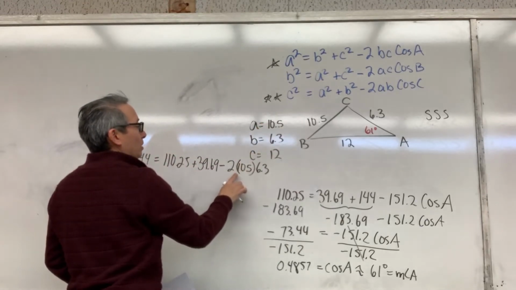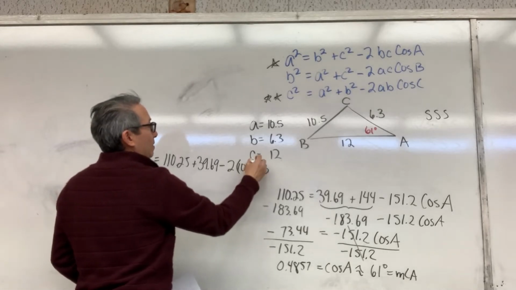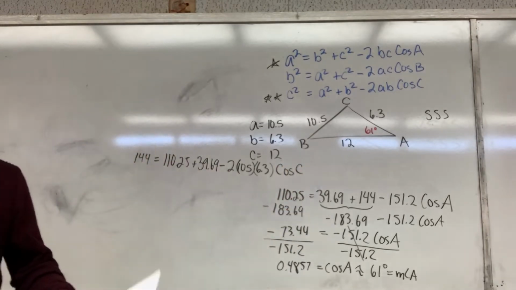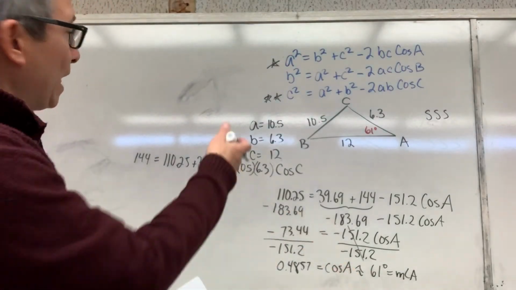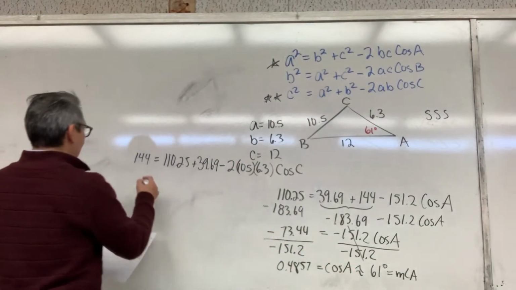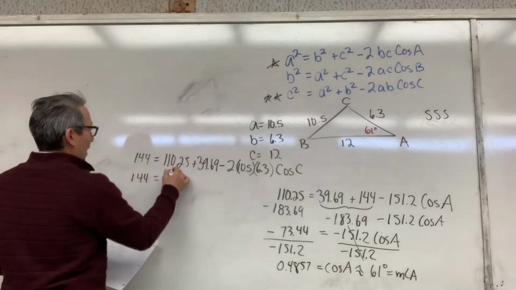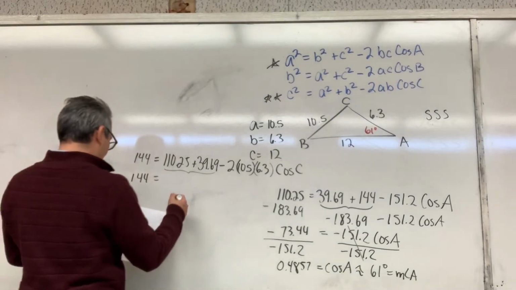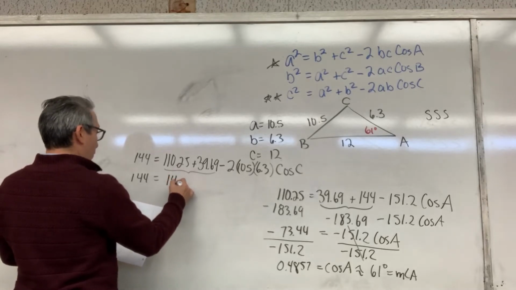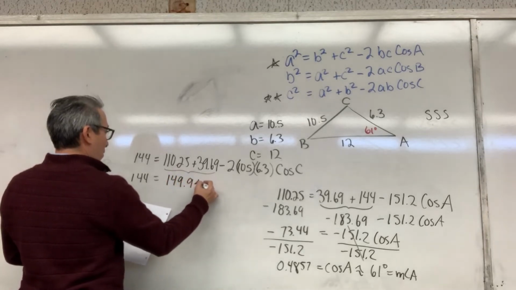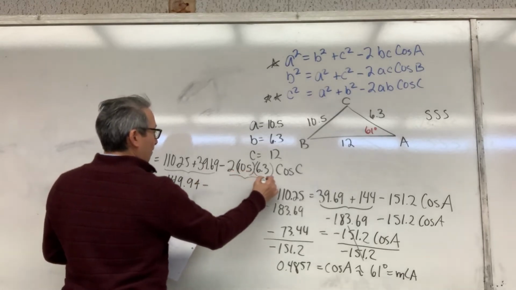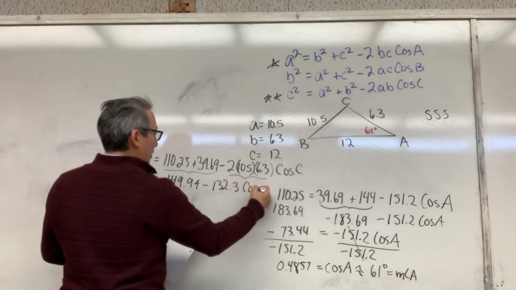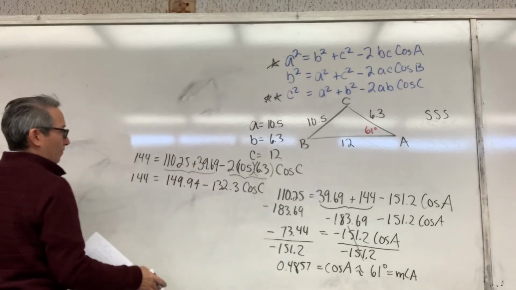I just completed 2 times A times B, and now I have to conclude with cosine C. All right, let's start to clean this up like we did in the earlier example, trying to isolate for cosine C. So let's take care of that. We have 144 equals, I will sum this together to try to achieve maybe just one term here. If I do that, I get the following: 149.94 minus, now all of this right here is equal to 132.3 cosine C.